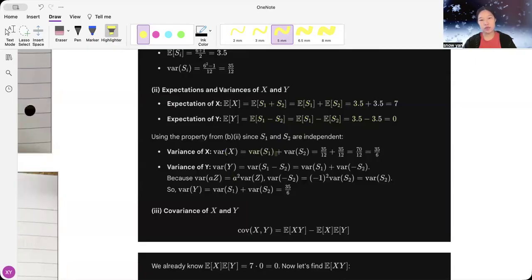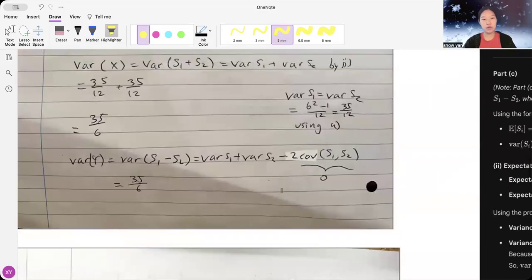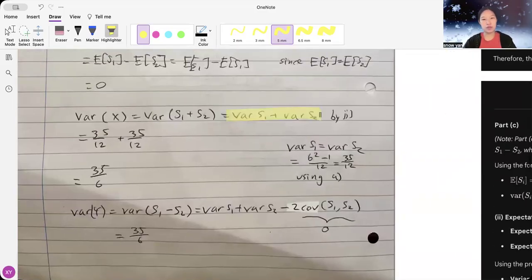And then in the next part for finding variance, we note that the variance of x is variance of S1 plus variance of S2 from earlier. So we just sum up the two things and we get that. And then for the variance of y, it's the variance of this, which would have been variance of S1 plus variance of negative S2. But because we can just think of a negative coefficient as something extracted out to be squared, it would still be plus of the same thing, so it would still be the same value as before.